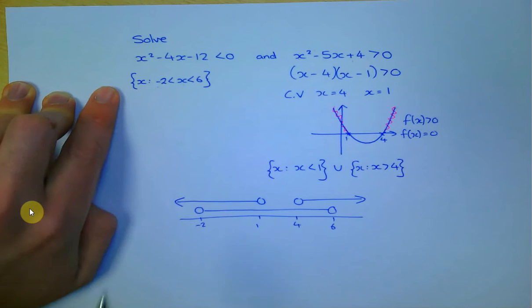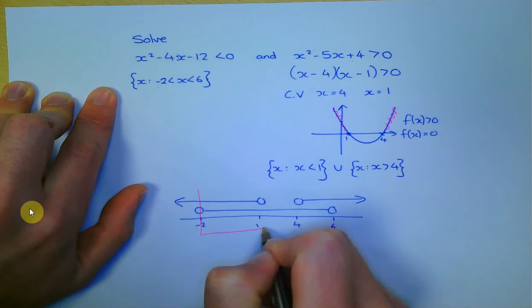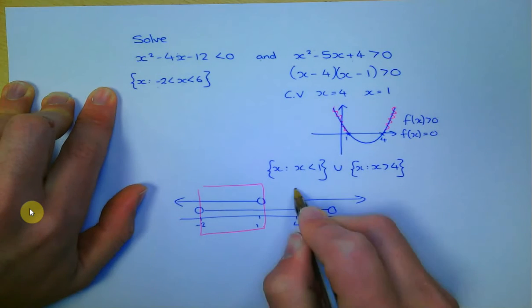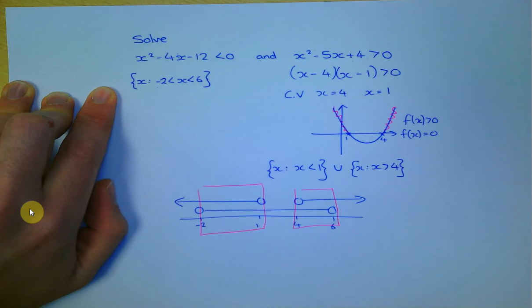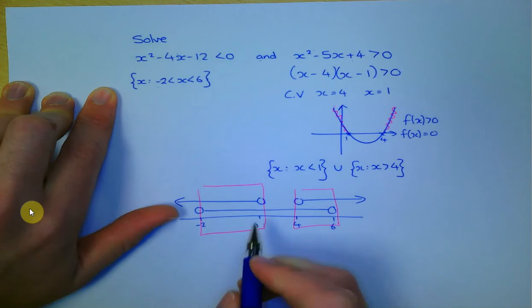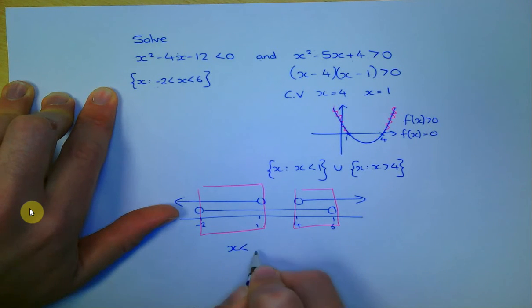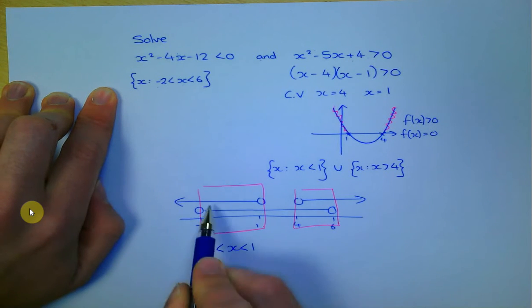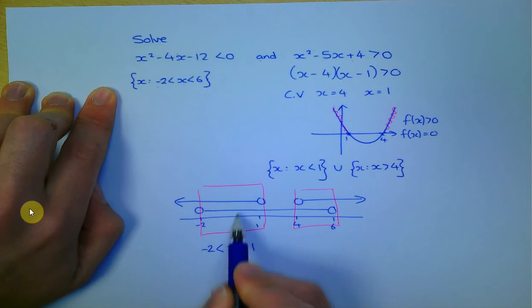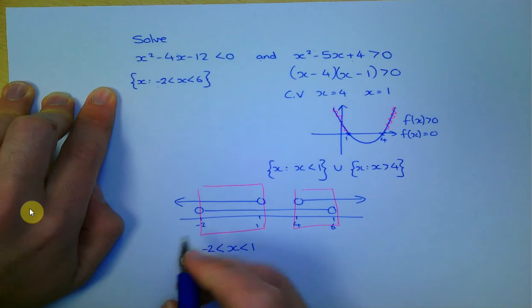So where does it work for this one and this one? Which values of x work for both? Well, you can see we have this section here. And we have this section here. So we've got a compound inequality here, so it's less than 1, greater than -2. So all of these values here in between 1 and -2 are in both inequalities.